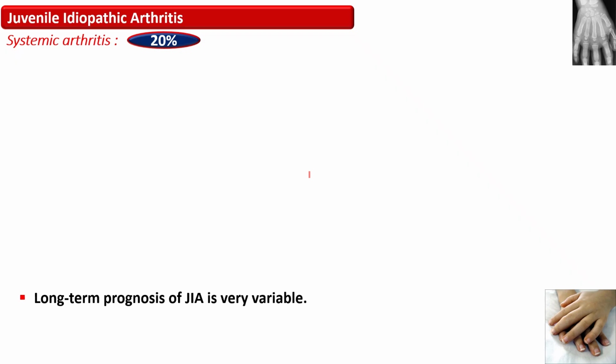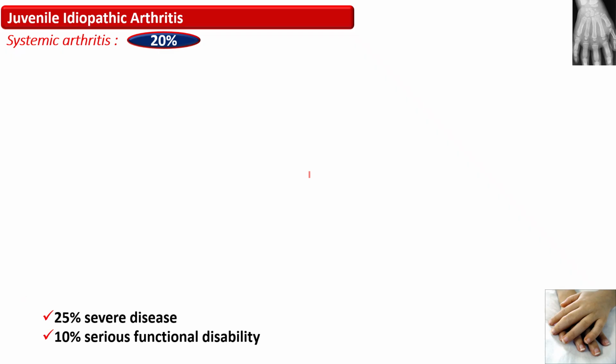Long-term prognosis of juvenile idiopathic arthritis is very variable. So 10% of these cases develop serious functional disability, and 25% develop severe disease.